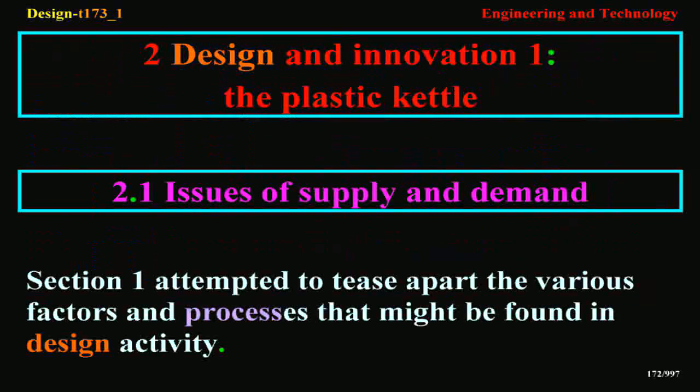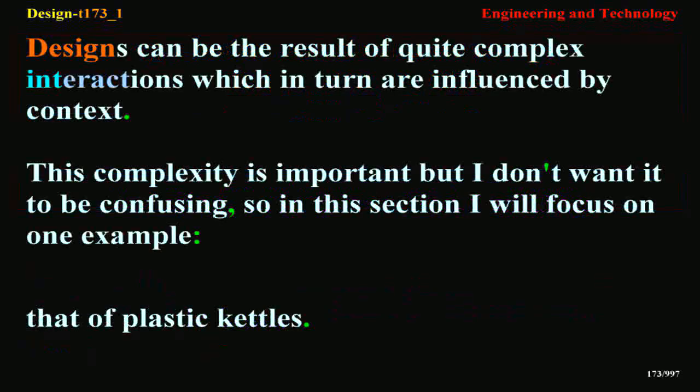2. Design and innovation. 2.1 The plastic kettle. 2.1.1 Issues of supply and demand. Section 1 attempted to tease apart the various factors and processes that might be found in design activity. Designs can be the result of quite complex interactions which in turn are influenced by context. This complexity is important, but I don't want it to be confusing, so in this section I will focus on one example: that of plastic kettles.